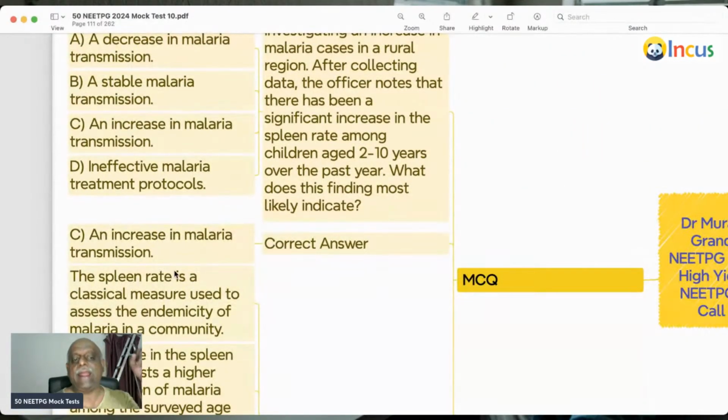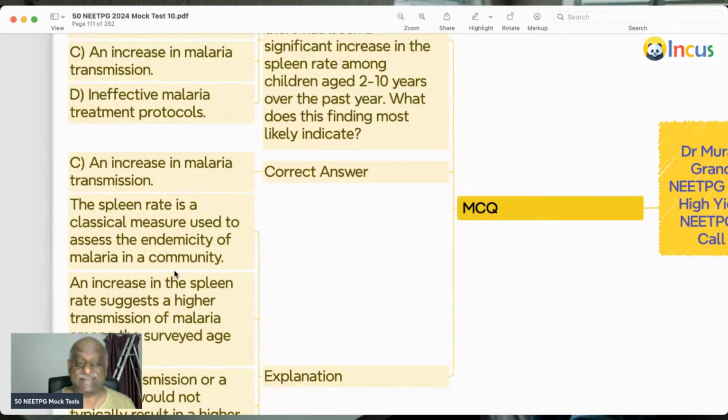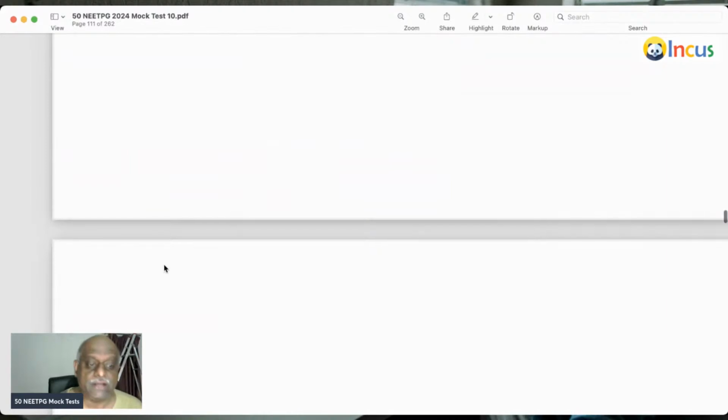The spleen rate is a classical measure to assess the endemicity of malaria in the community, doctor.